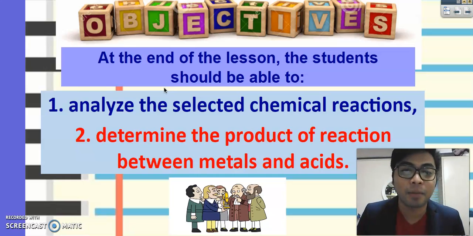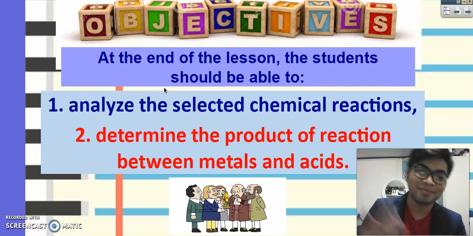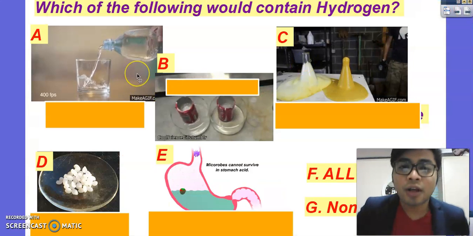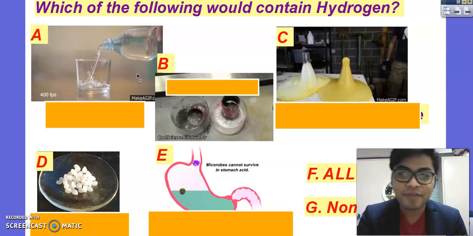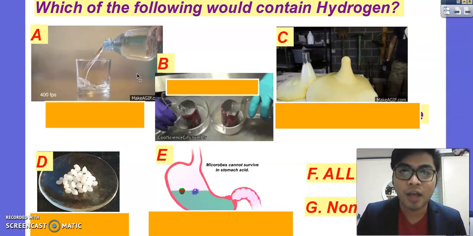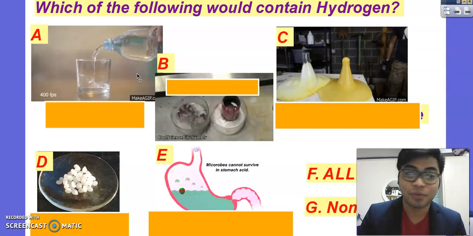What is the name of the product? We're going to identify only products which make use of 4 known acids. Are you ready? I'm ready. Let's go. Take a look here. I have 5 pictures, and I want you to identify which of the following would contain hydrogen. What do you think?